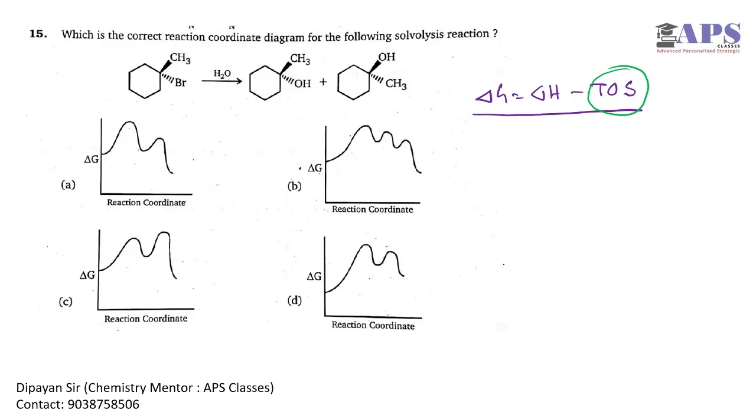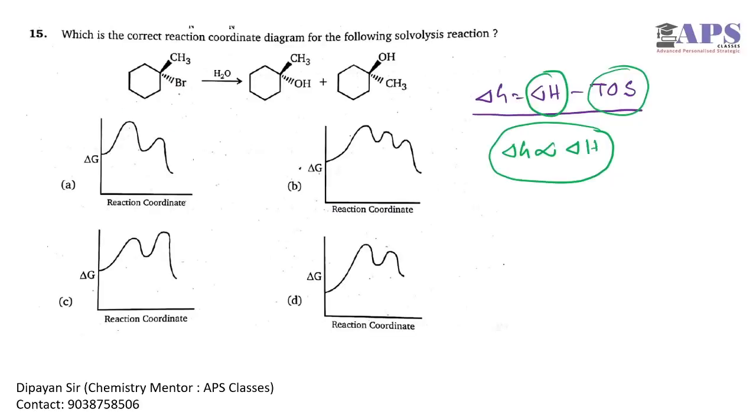Entropy we can't guess, but we can guess the delta H thing because this is exothermic or endothermic concept. Okay, so in this case we can think about delta G being directly proportional to delta H. I am not taking this as a physical chemistry concept, only for this purpose. So if we take this kind of situation, we have initially bromine down the plane and methyl above the plane.